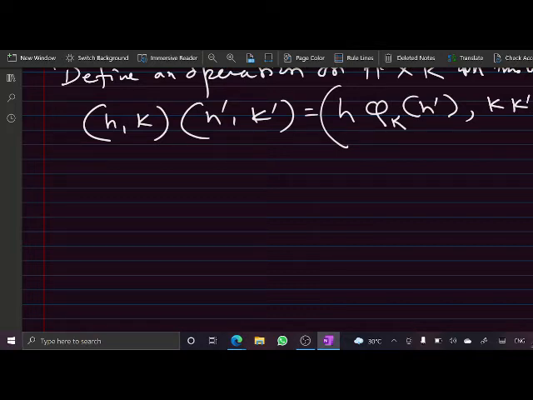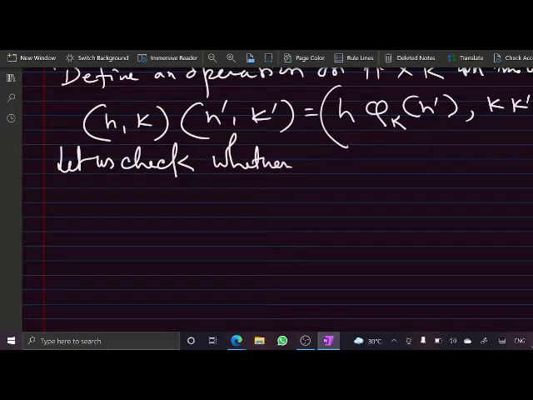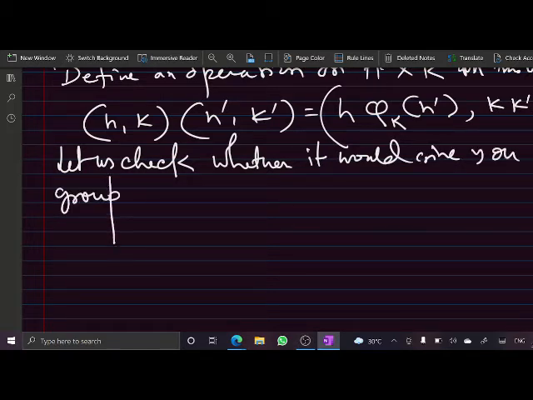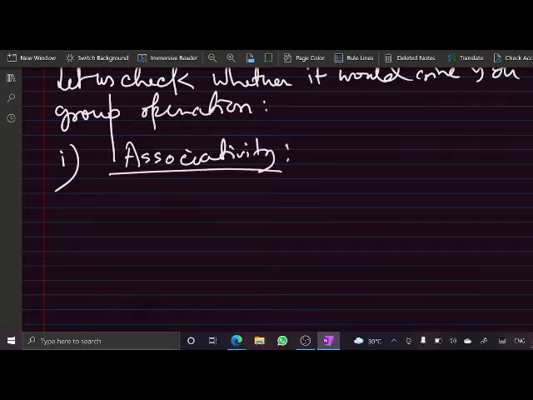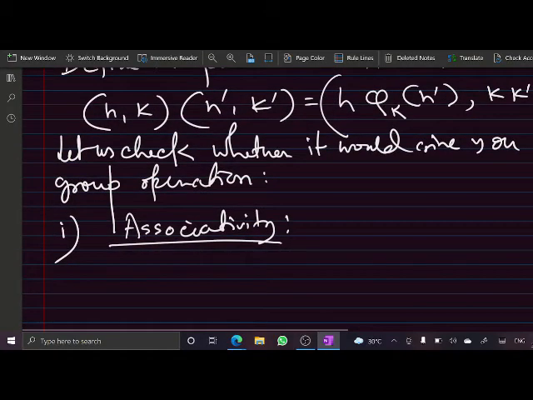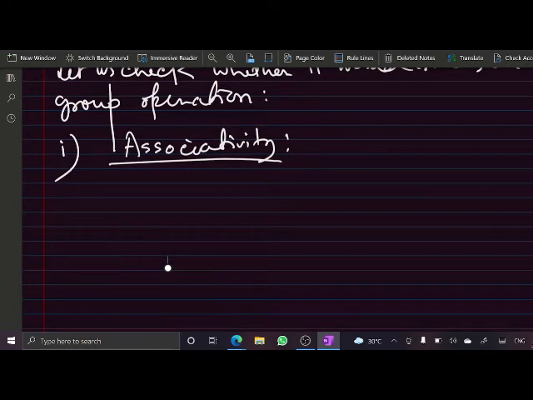So let us check whether it would give you a group operation. Number one, you need to check the associativity.